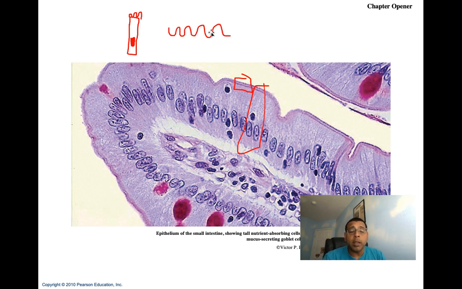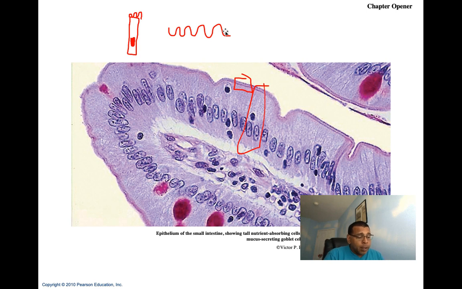Now what this does is it increases the surface area. Why would we want to have that surface area increased in digestion? We're trying to digest. So when we're trying to digest, we want to make sure we can absorb everything we need from there. Okay, so that's what that surface looks like there.